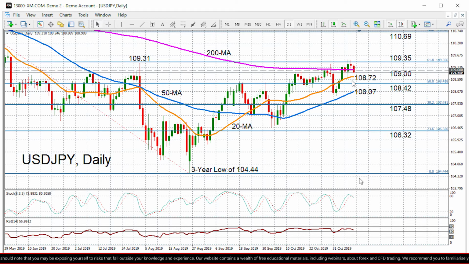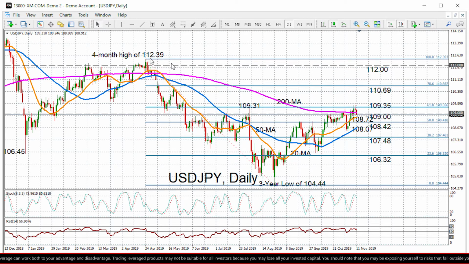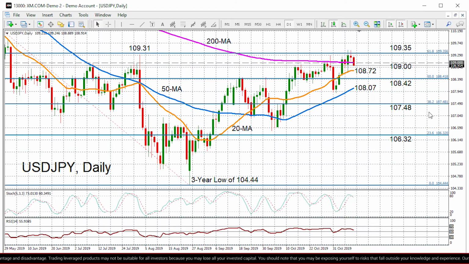So if that picture continues, we could see dollar yen slipping towards its 20-day moving average at around 108.72. So actually the 20-day moving average did provide support twice over the past week, but if that support is broken, we could see the 50% Fibonacci coming into range at 108.42 before prices head towards the 50-day moving average at 108.07. Below that, the focus would then turn on to around the 107.50 area. So that's the 38.2% Fibonacci retracement of that downtrend from 112.39 to 104.44.